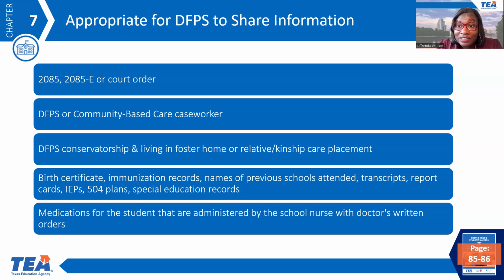Also, they can willingly share the birth certificate, immunization records, and names of any previous schools, so you can get information from previous schools: transcripts, report cards, and any IEPs or 504 plans in place from previous schools, and any special education records. If DFPS has this information, they can willingly share it with the new school. And also medications for the student that are administered by the school nurse with a doctor's written orders. So make sure they can share this information with the school.